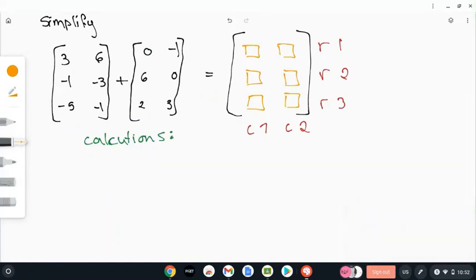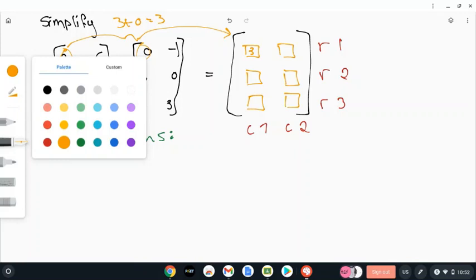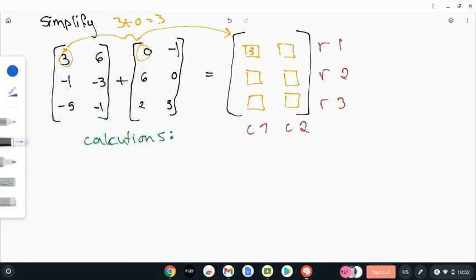To add two matrices, add the numbers on the matching position, like 3 and 0. 3 plus 0 is equal to 3. And I will write here my calculations. So 3 plus 0 is equal to 3.